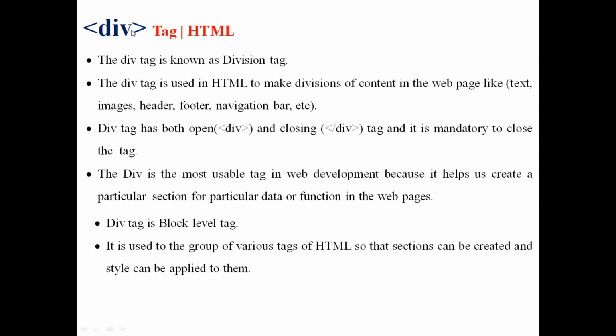If you apply a color to the division, that color is applied at one time to all the elements under the division tag. That is the use of the division tag. So the division tag is a block level tag, and you must open and close it. In that tag you make a section. You can divide our web page, and in that we can group the various tags of HTML.